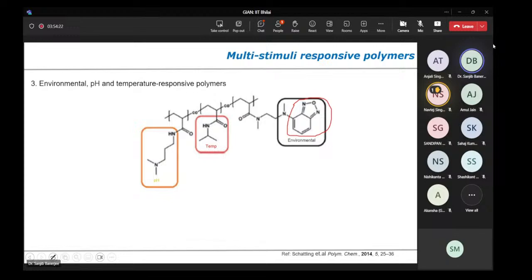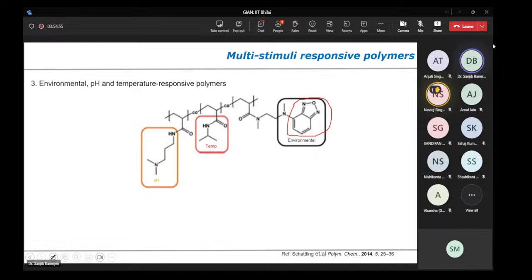So this PNIPAM is temperature responsive, which I explained earlier. At a low temperature, it is soluble. At or above a certain temperature, it becomes insoluble. That is called the lower critical solution temperature. And this left part, which is pH responsive, is basically a tertiary nitrogen that becomes protonated and becomes quaternary ammonium, and that's why it becomes pH responsive. So that was the explanation. Okay.